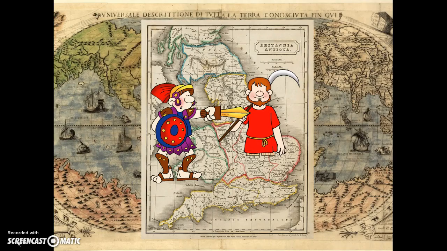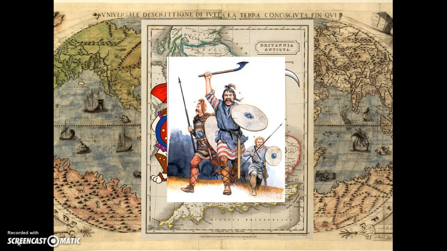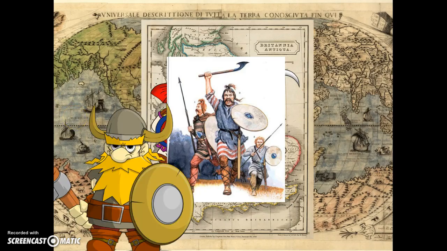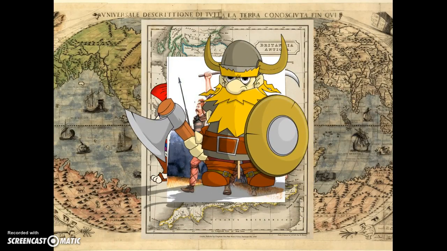That's when, in year 400, that's when the Germanic tribes came in. So these are the guys that we're going to focus on. Remember, it's the Anglos, the Saxons, and the Jutes. Then after year 400, in year 800, the Vikings came in. And they pillaged and plundered and fought and destroyed their way through Britain, taking over most of the land.